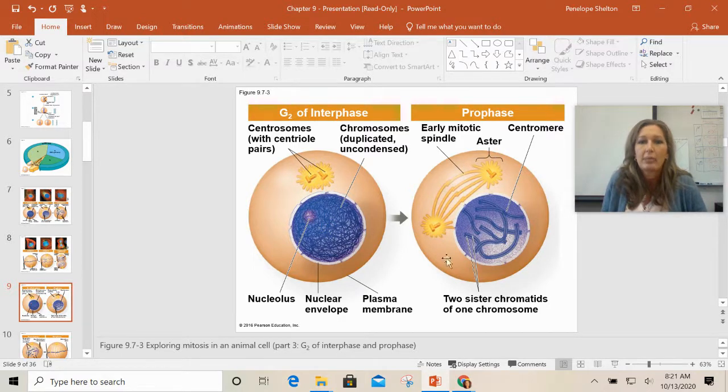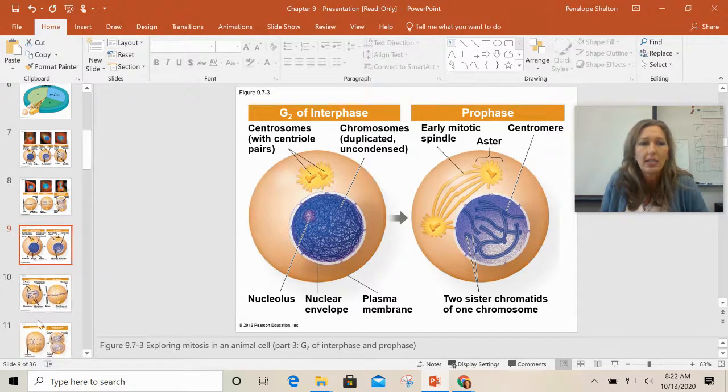Now, what I'm seeing here, though, is the beginning of prophase. My chromosomes are actually starting to become condensed, and I can start seeing my sister chromatids attached together. I'm starting to see my centrioles migrate to opposite poles, and I'm also seeing this mitotic spindle starting to form. Now, this mitotic spindle is, again, part of the cytoskeleton that chromosomes are going to need to attach to in order to be able to migrate to opposite poles of the cell. But I'm seeing this beginning.